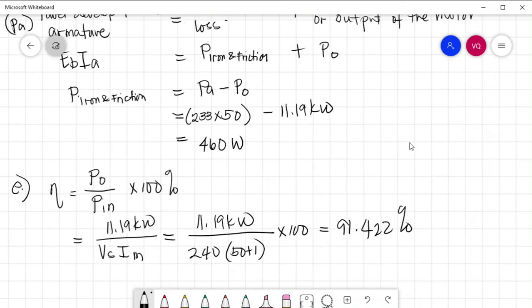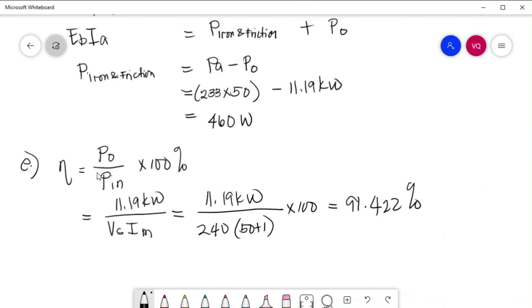So solving for the efficiency, efficiency is the output power divided by the input power times 100%. Our output power is 11.19 kilowatts and the input power of the motor is equal to the source voltage times the motor current. So 11.19 kilowatts divided by 240 times our Im here, is the sum of the armature current and the shunt current from our previous discussions. So that is equal to 91.422%.